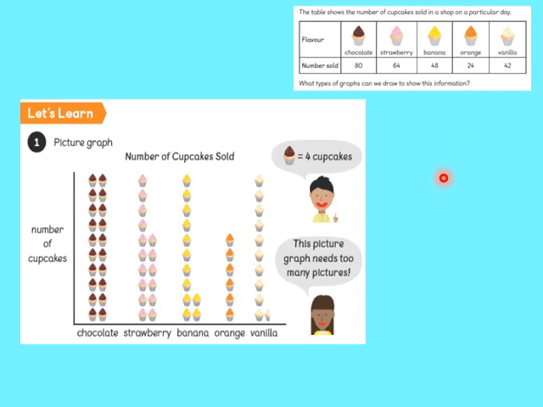What do you think of this graph? Is it easy to read? Could we improve it? Lulu says this picture graph needs too many pictures. Do you agree? I think we can say that whilst it shows the data, we could improve it. I would not like to have to draw out that many cupcakes, and I would have to be very quick at counting in 4s to read the information quickly.